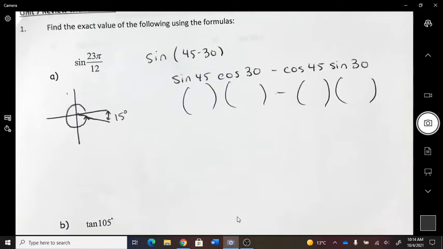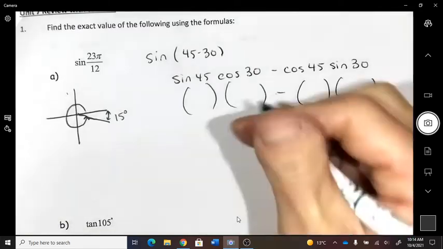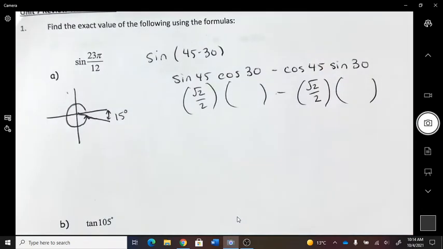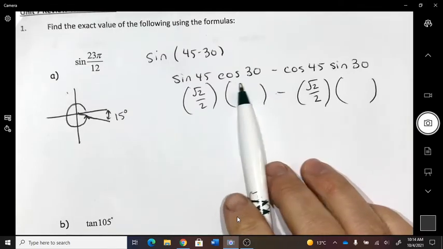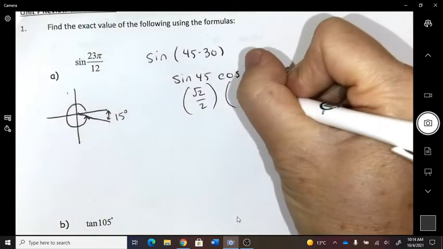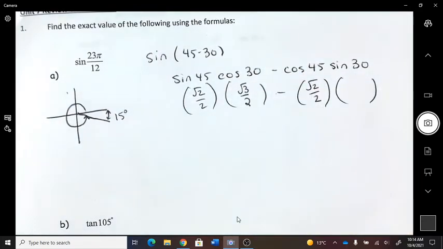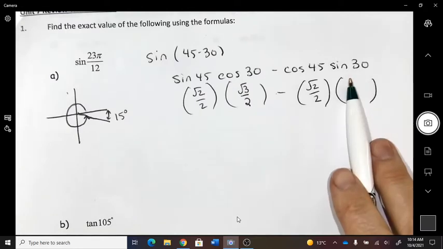Okay, here's kind of my style. You don't have to do this, but as soon as I see the 45, I put root 2 over 2 because I don't care what it is, cos or sine, they're both the same. Okay. What is the x value at 30? You're looking at a unit circle. What is the y value at 30?